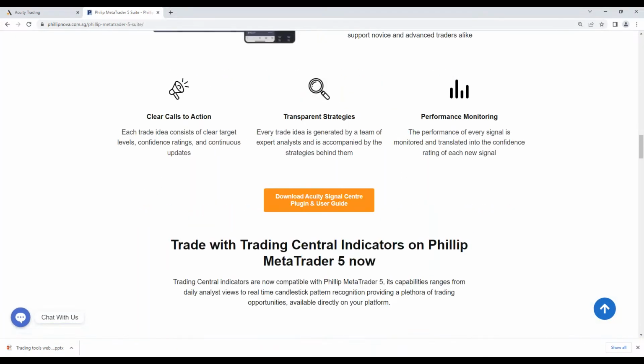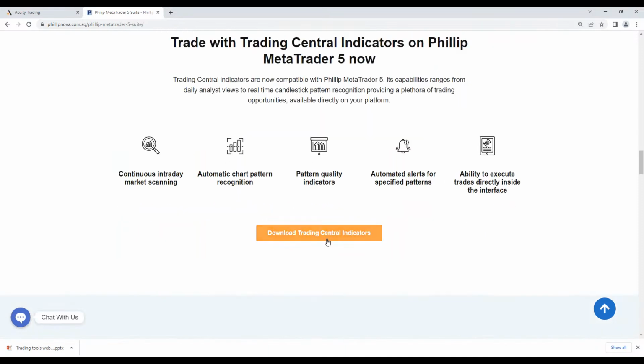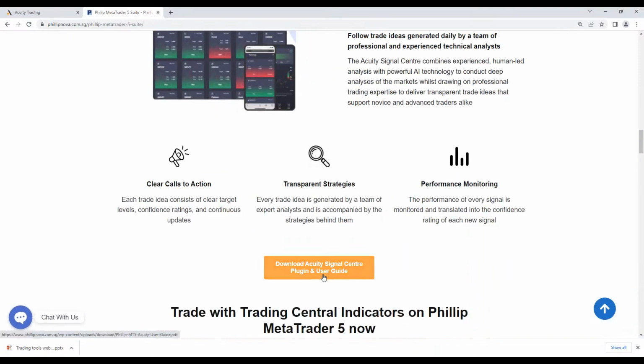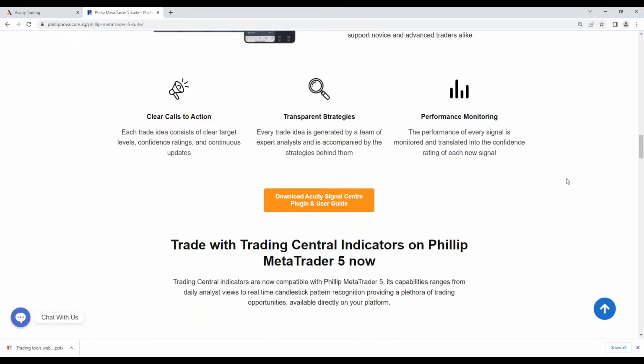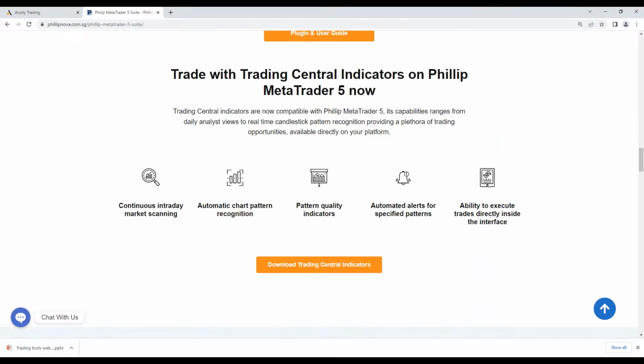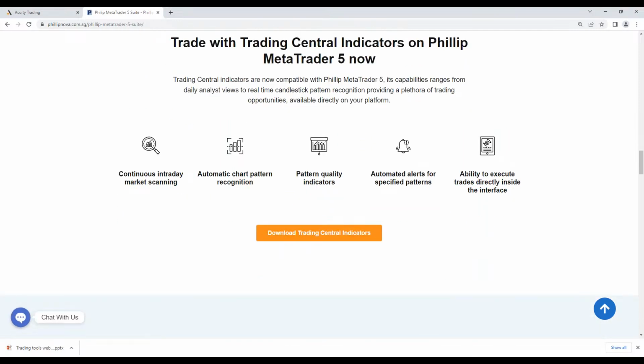This is where you can find the information. And how do you download it? It is simply by clicking on all these buttons right here. Download Trading Central indicators, and you are also able to download the Acuity Signal Centre. At this point, I'd just like to note that we have two providers, Acuity Signal Centre and Trading Central. For Acuity Signal Centre, there is one link to download this tool. But for Trading Central, since they are all from the same provider, you can just download from one button. So basically, there is only one source for Trading Central indicators.